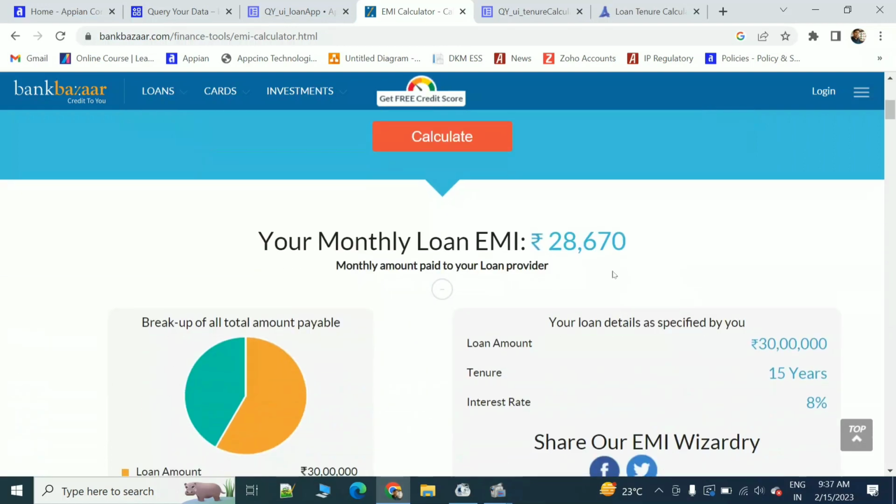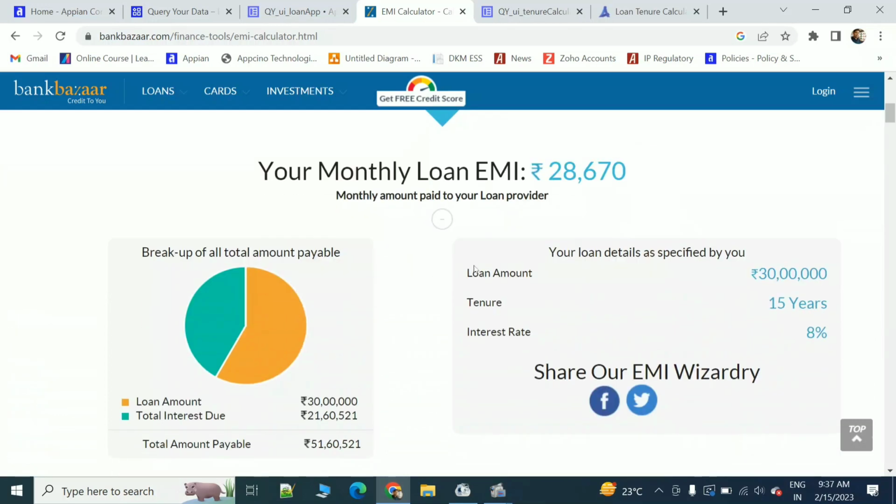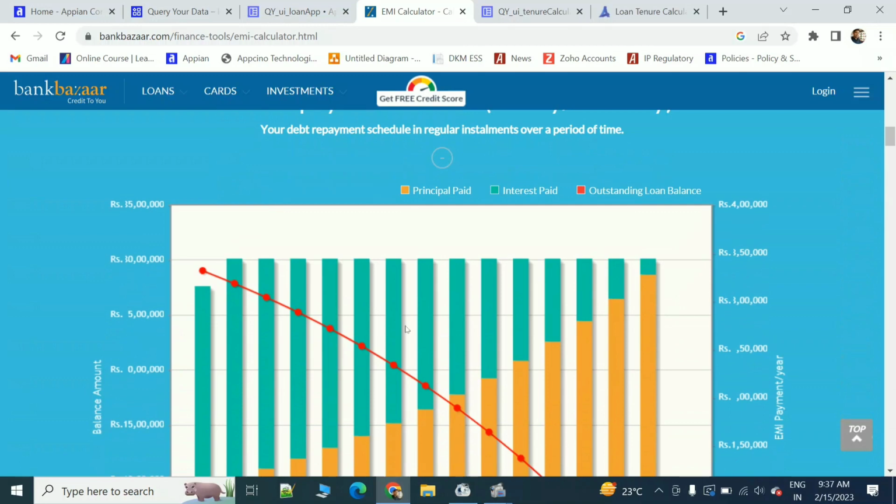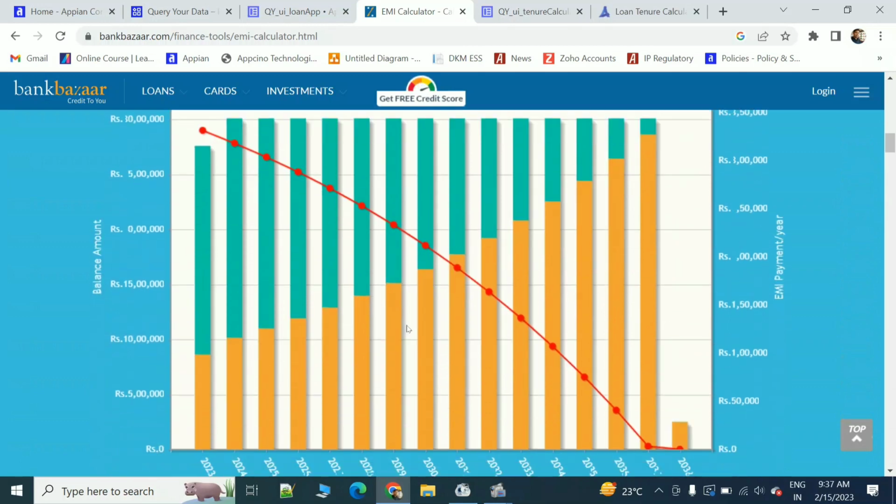Now another piece of information that you will see here is how much amount as interest you have to pay to your bank. Like 30 lakhs is your loan amount and total interest due is 21 lakhs 60,521. So total payable amount is this. And another thing you will see here is this type of chart.